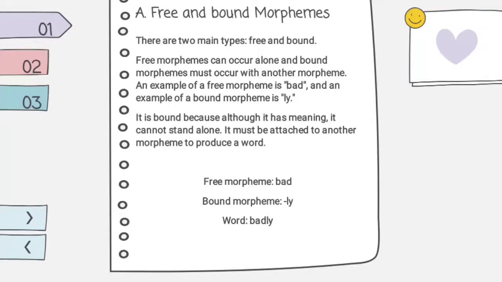A. Free and bound morphemes. There are 2 main types, free and bound. Free morphemes can occur alone and bound morphemes must occur with another morpheme. An example of a free morpheme is bed, and an example of a bound morpheme is lie. It is bound because although it has meaning, it cannot stand alone. It must be attached to another morpheme to produce a word. Free morpheme bad, bound morpheme ly, so the word becomes badly.